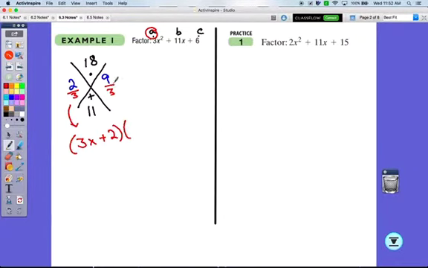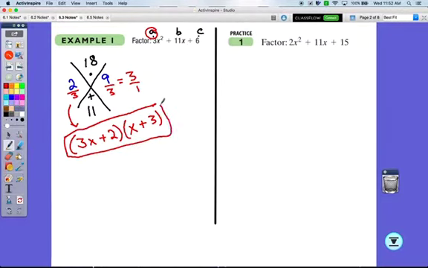Then 9 divided by 3 on the other side just turns out to be 3. So you're going to have x plus 3, because technically this is 3 over 1, and the 1 comes in front of the x. So there's your answer: 3x plus 2 times x plus 3.